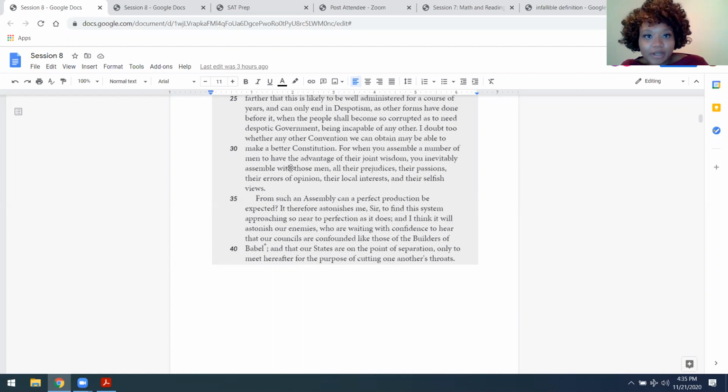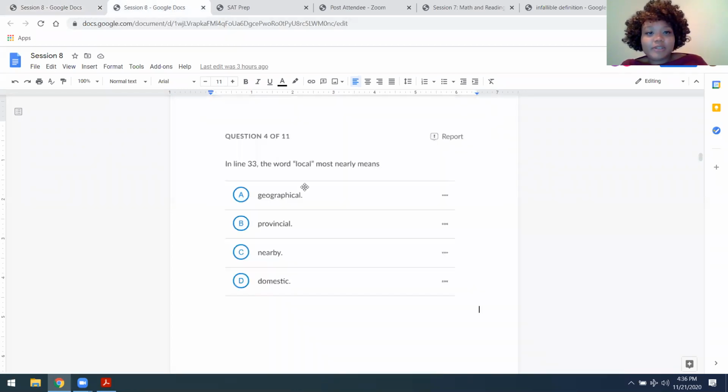There's all these other things they're talking about. Basically, their prejudices, basically their own. This is setting the scene that they're thinking only from their own experiences. It's talking about their prejudices, their passions, their errors of opinion, their selfish views. So it's talking about them kind of being in a bubble. So their geographical interest doesn't quite fit the tone that the rest of the sentence is giving for these men.